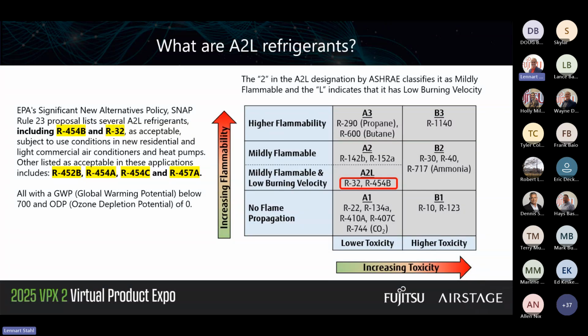On the right side, you can see the ASHRAE matrix of these, and in the middle there we have R32 and R454B, and also the other 4 I mentioned earlier. The 2 there is a classification that means it's mildly flammable. L indicates that it has low burning velocity. As you can see, if you look at the bottom of that chart, it shows that it has lower toxicity than some others. It also has much lower flammability than, for example, propane and butane that you have at the top of that chart.